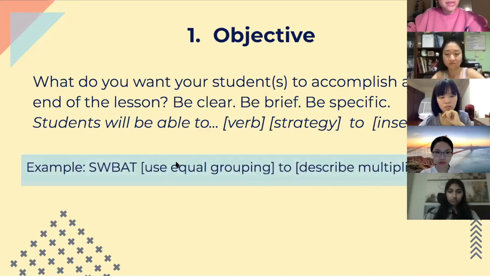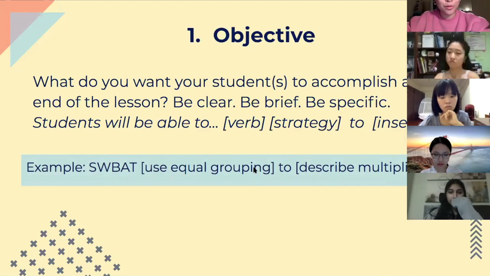Okay. So in this case, students will be able to, the acronym is SWBAT, students will be able to use equal grouping to describe multiplication. So the verb here is "use." The strategy is equal grouping. Solving multiplication, that's the whole skill, but the strategy to get there, one of them, is equal grouping. And the verb I used is "use."